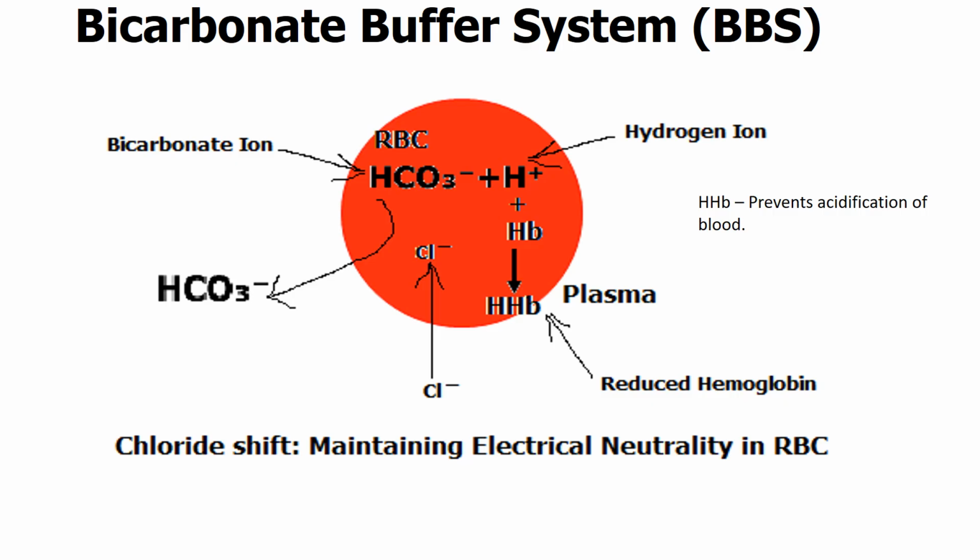Now, this figure or diagram is a representation to simplify the happenings in the red blood cells. Now, this red portion is the red blood cells. Now, inside the red blood cells, you have the bicarbonate ion as well as the hydrogen ion.